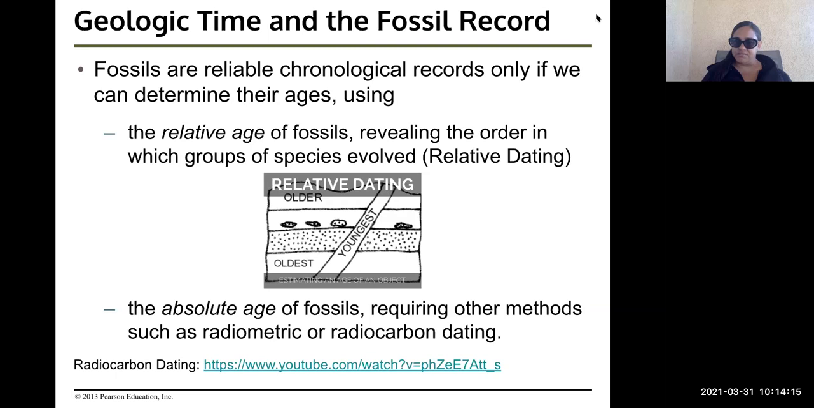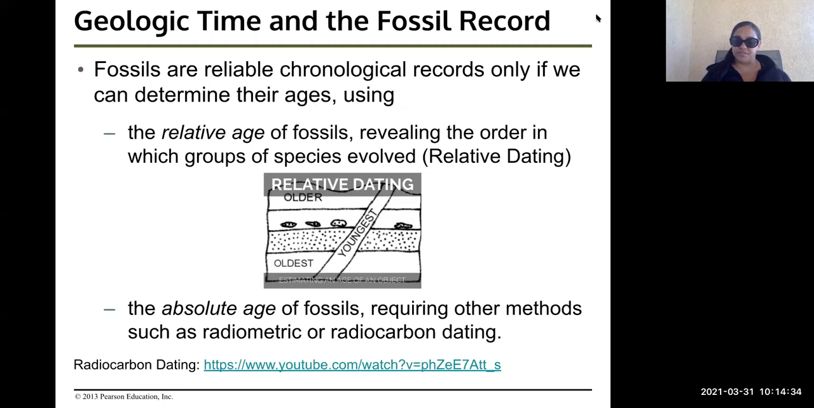Oldest fossils can always be found on the bottom. Younger species can be found on the top. And then sometimes you have a little cut going across all of them. That would be the youngest.